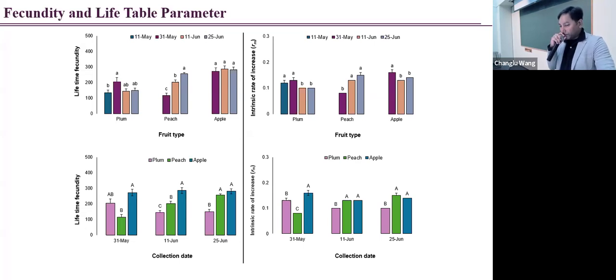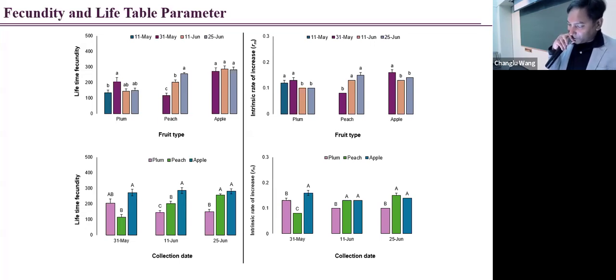We didn't get enough eggs from the adult. But in peach, in the earlier stage, it is very low. But once the fruit becomes bigger, in the later stage, we found that the fecundity is significantly higher than the earlier collection date. And there is no significant difference in apple. So every time is the same in apple fruit.